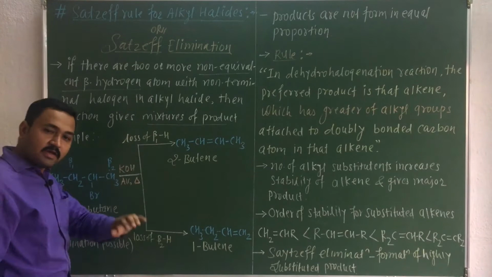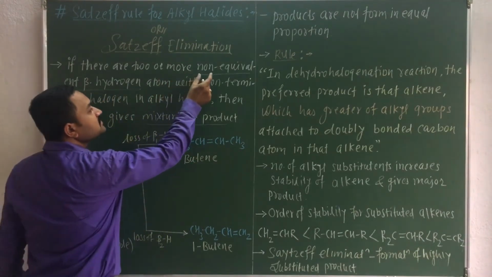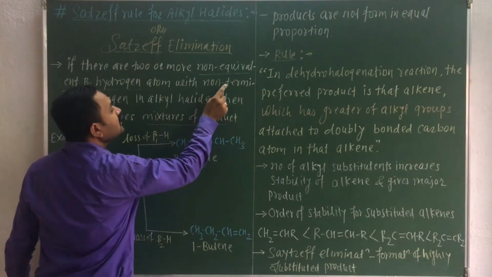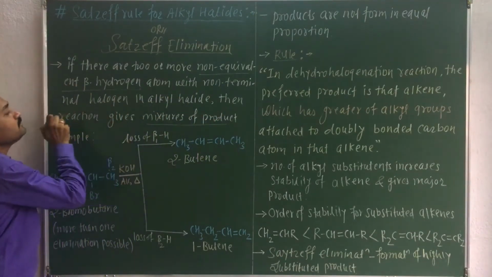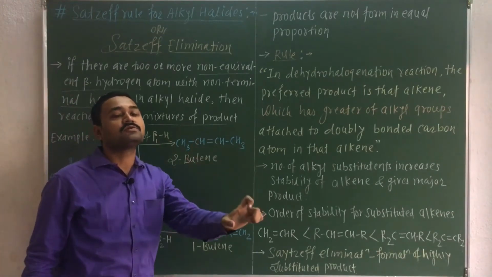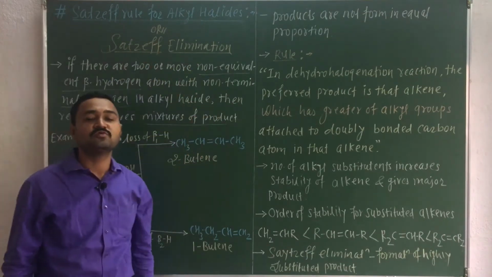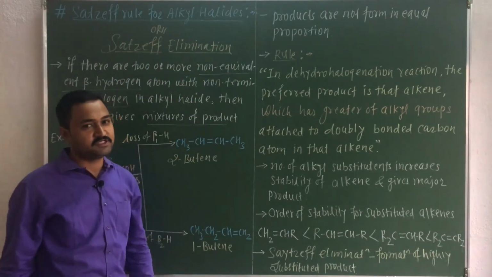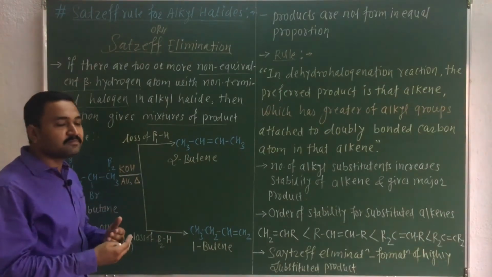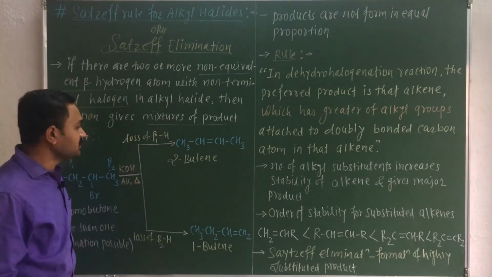In the introduction I already told you about this. There must be non-equivalent beta hydrogen atoms, and the halogen atom should be a non-terminal atom. Then the elimination follows Saytzeff's rule, and hence this elimination is known as Saytzeff's elimination. Keep this in your mind. Now let us consider examples so that you get a clear idea about Saytzeff's elimination.